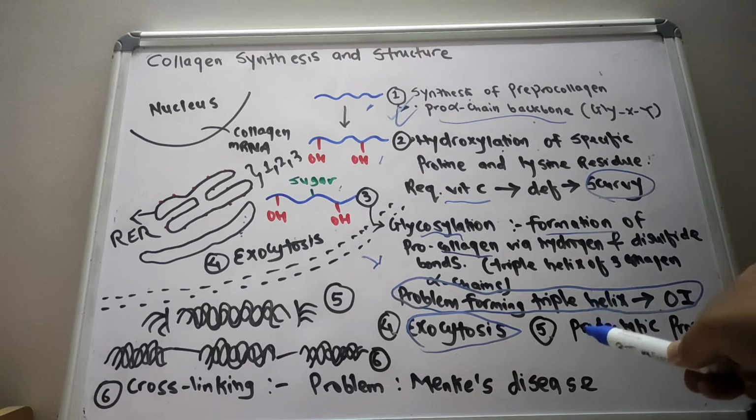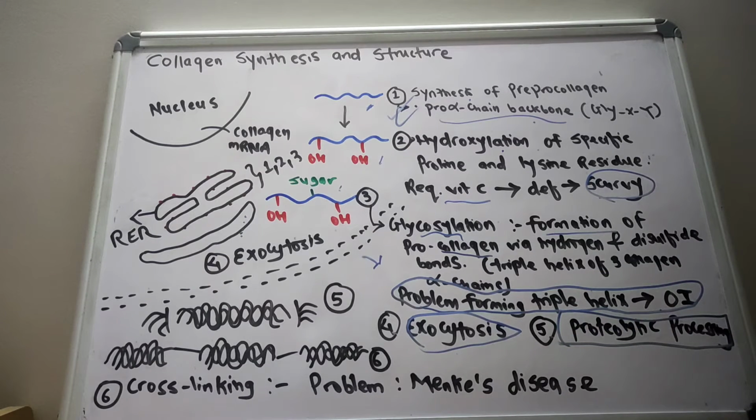And in step 5, there is proteolytic processing. In the proteolytic processing, what happens? There is cleavage of the disulfide-rich terminal regions of procollagen, which leads to insoluble tropocollagen formation. So you should know the proteolytic processing. And there is formation of the tropocollagen.